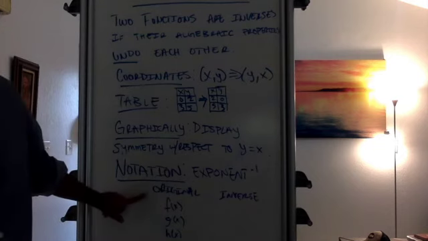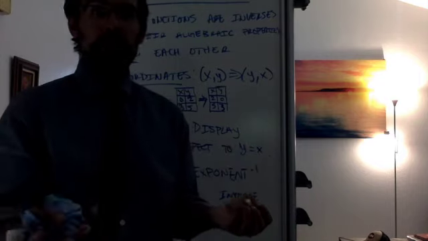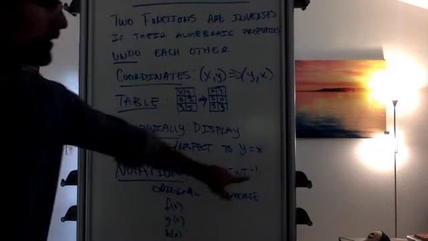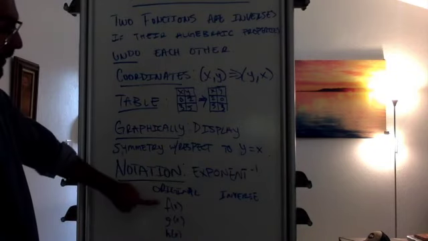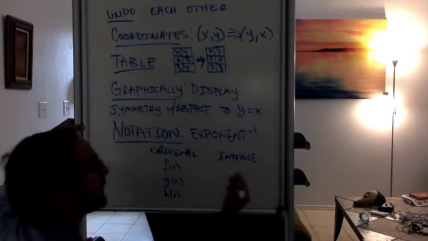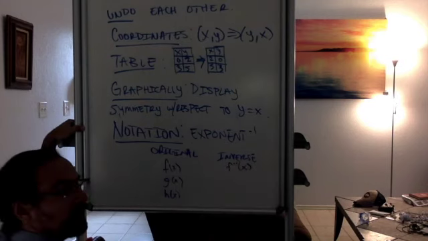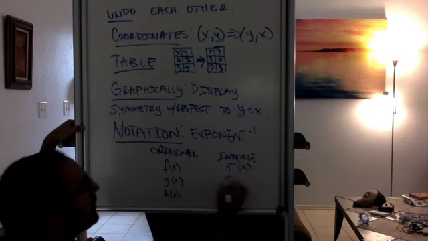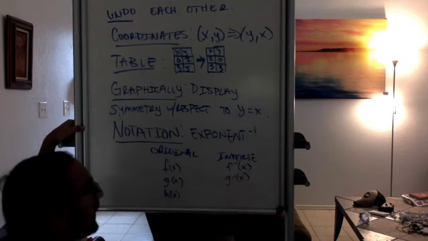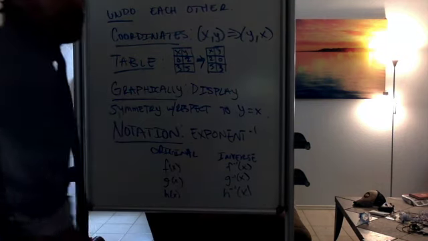And now let's just recap the notation. So earlier I said if I have a function f of x and I'm looking for the inverse, the notation would be a -1 in the exponent. So if I wanted to write the notation for the inverse of f of x, I would write f inverse, with the -1 in the exponent, of x. Same thing with g of x, g with the -1 in the exponent of x. And then h of x, h with the -1 in the exponent of x.